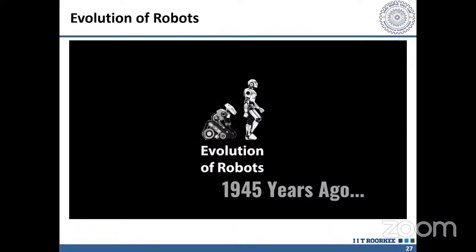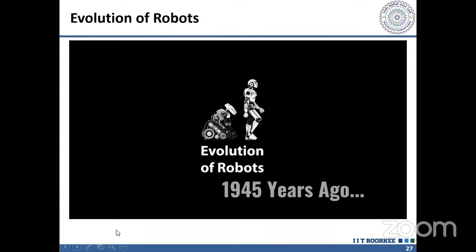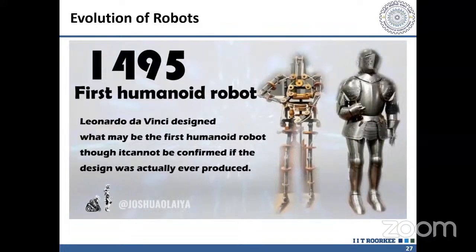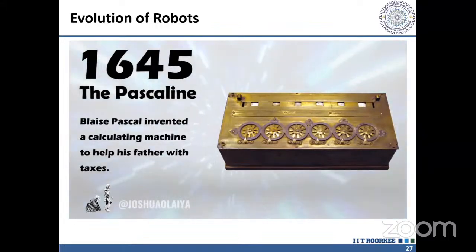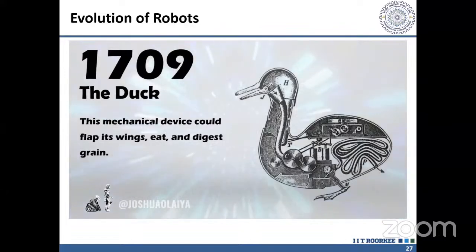So these are some videos I have downloaded from social media. This is the video of the evolution of robots. So the first robots were introduced in 770 to 1000 BC, and the first humanoid robot was introduced in 1495. So these are the other robotic systems which were generated.